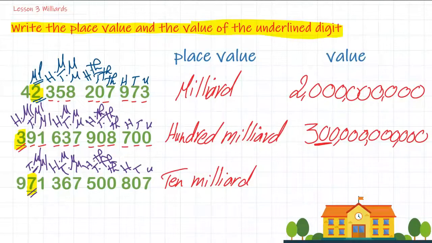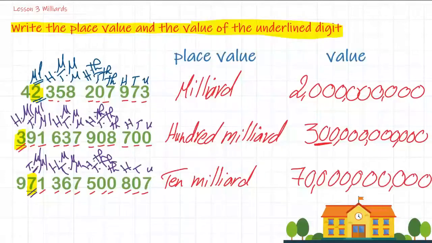And what about its value? We have 7 here, so just write 7. And let's count the number of digits to the right of 7. 1 2 3 4 5 6 7 8 9 10. So let's replace it with 10 zeros. 70 milliard here. So it's very easy to write the place value and the value of any digit in any number.